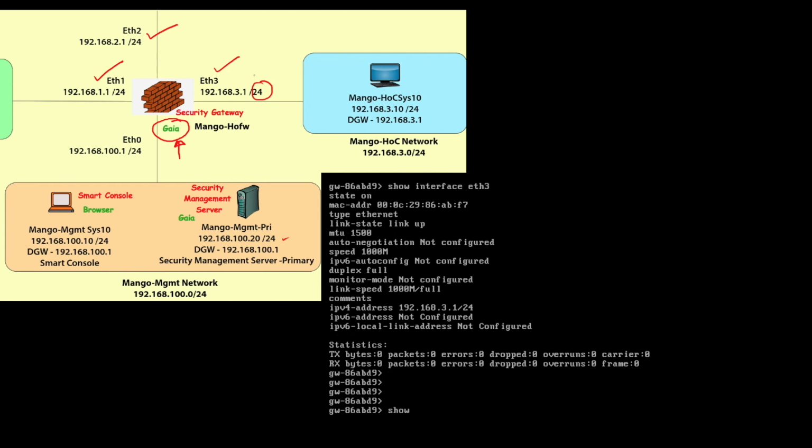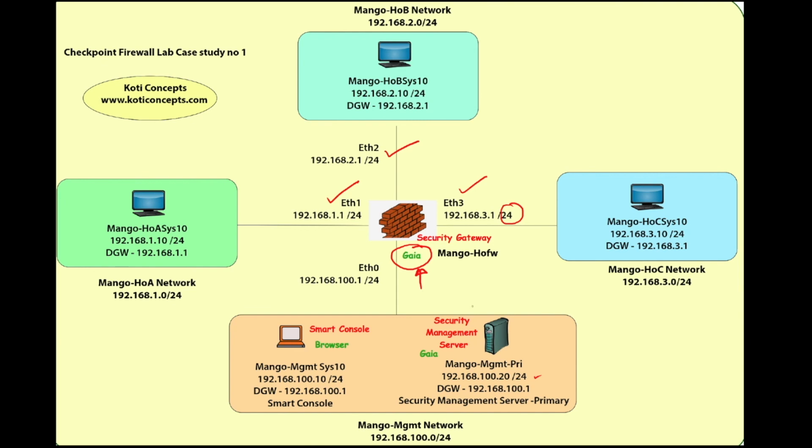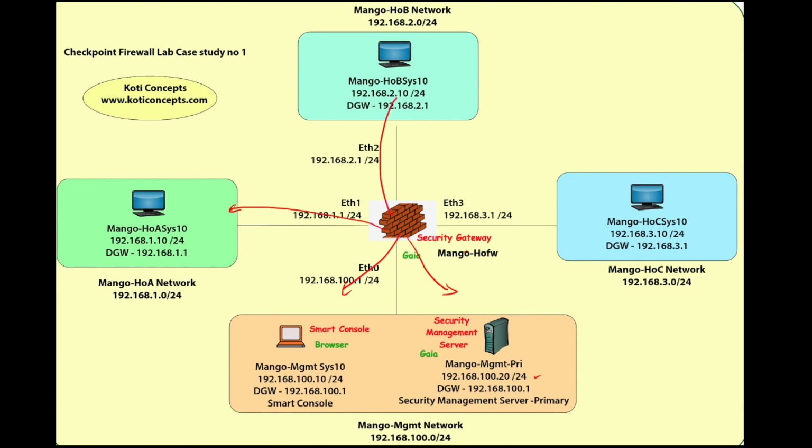Now if I give the command show route, routes will be there for all the directly connected network IDs. So this particular Gaia OS knows the routes for all these 4 network IDs because they are directly connected. It knows routes for 100.0, 1.0, 2.0, 3.0, because all these are directly connected. That means from the Gaia OS, I can ping all the systems on this side, this side, and this side.